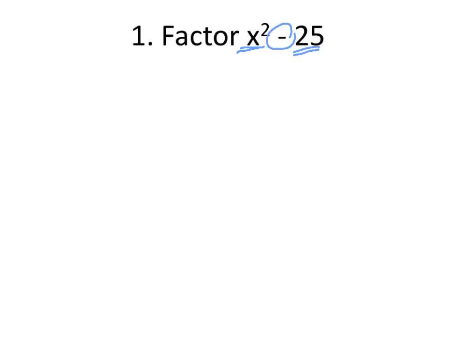Well, let's do that. I'm going to have two brackets here. An x squared means this bracket's going to have an x, and this bracket's going to have an x. The square root of 25 gives me 5, so that's going to have a 5, and that's going to have a 5. Now all that's left to do is just get the signs. In the difference of squares, one bracket's going to be negative, the other bracket's going to be positive. And that's factorizing using a difference of squares.